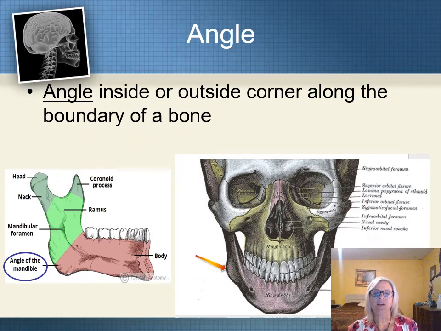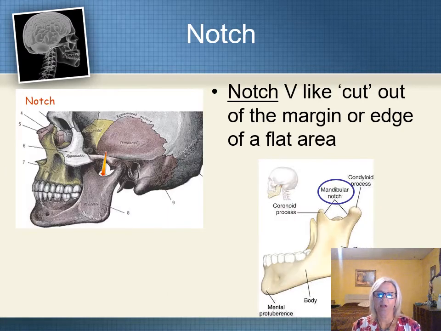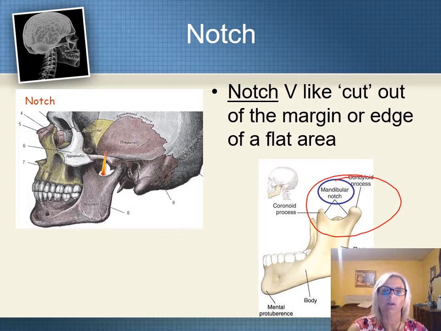All right, so the angle would be an inside or outside corner, which makes sense. It forms an angle. This forms an angle, right? That's the angle of the mandible. Next, we have a notch, which is another one that makes really good sense. It's a V-ish or V-like cut out of the margin or edge of a flat area. So here we can see we have the mandibular notch, and it has that V-ish shape to it.